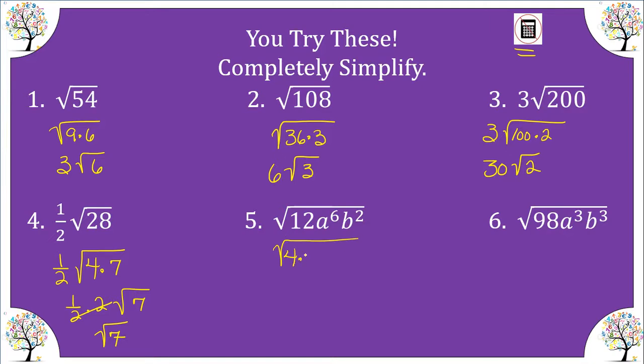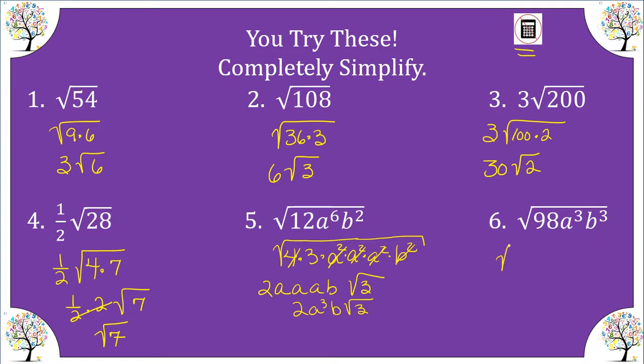12 is 4 times 3. And now we have a squared times a squared times a squared times b squared. And let's extend the radical. We're going to take the square root of 4, which is 2. The square root of a squared is a, the square root of a squared is a, and we have the square root of b squared, which is b, and we're left with radical 3. Now let's put our a's together. a to the third times b to the first times the square root of 3.